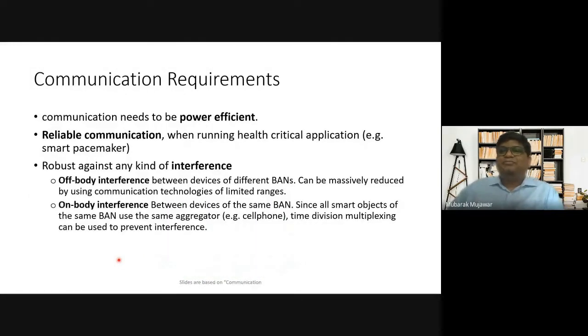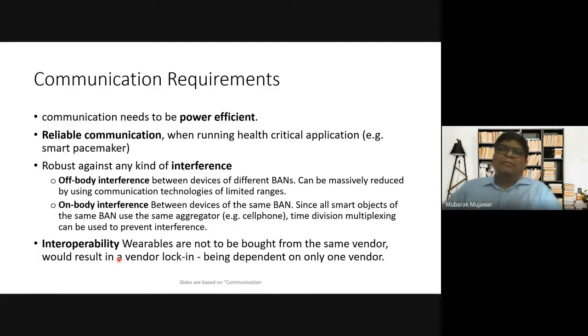For example, I'm on the same body network, but I'm using three or four different devices using the same aggregator. So whenever we are defining or designing any communications, we have to make sure that we think about off-body and on-body interference as a prime requirement.